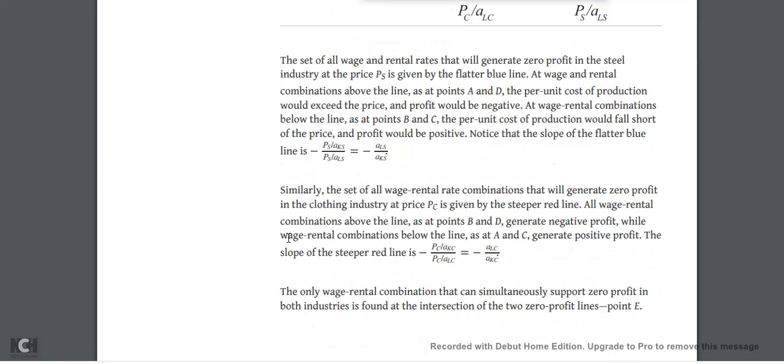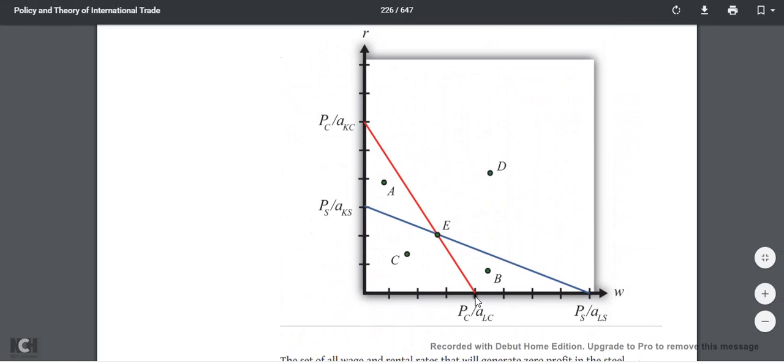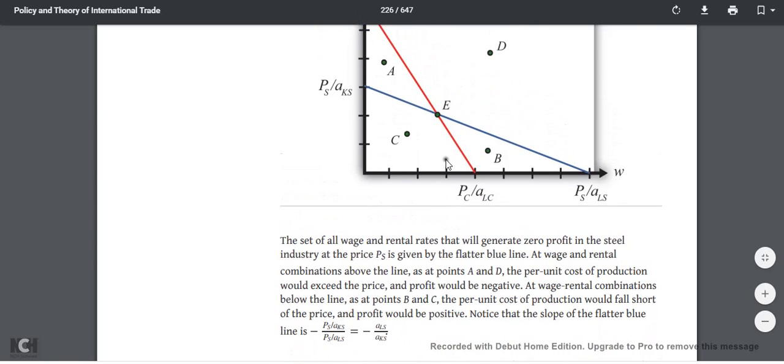Okay. Similarly, set up all other wage rental combinations that will generate zero profit in the clothing industry. Let us try to understand the zero profit line in the cloth industry. PC represents a line of zero profit in the clothing industry at price PC, given by a steeper red line. It is a very steep red line.